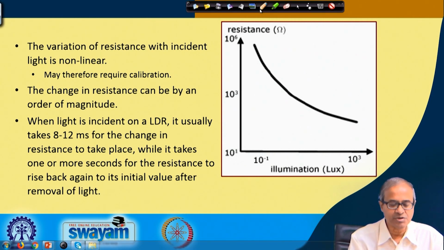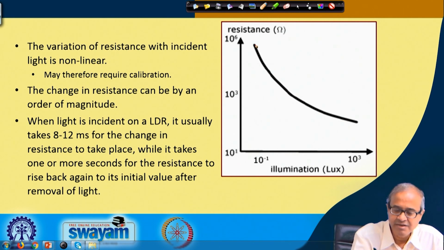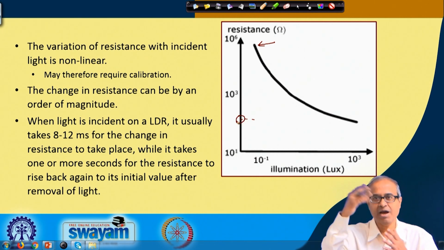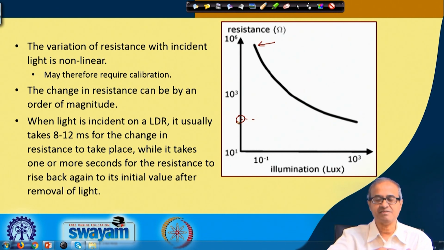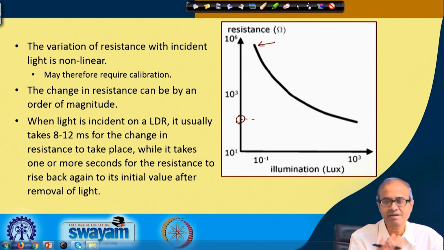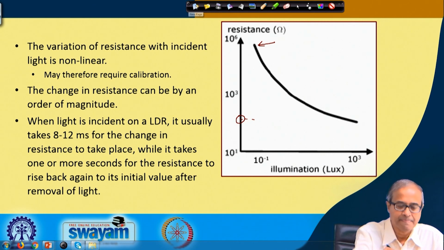And the other point to note is that the difference can be quite significant. You see, in this typical curve, here we have a resistance of the order of mega ohms, and at this point we have a resistance of the order of hundreds of ohms. So, from mega ohm to hundreds of ohms is a huge difference. So, if you have proper circuitry to sense this change in resistance, you can very faithfully and accurately sense the level of light intensity. Okay.